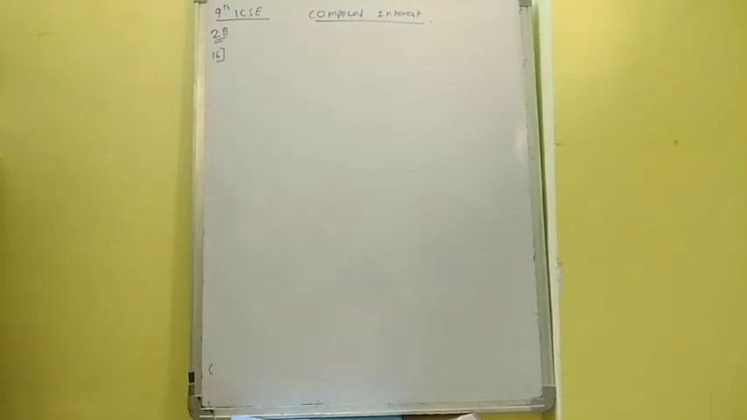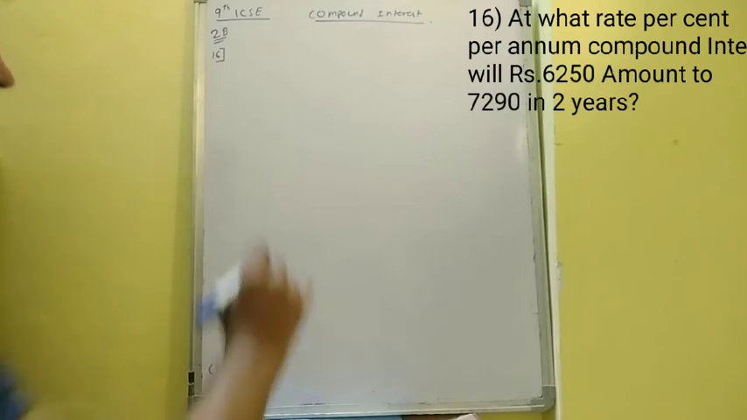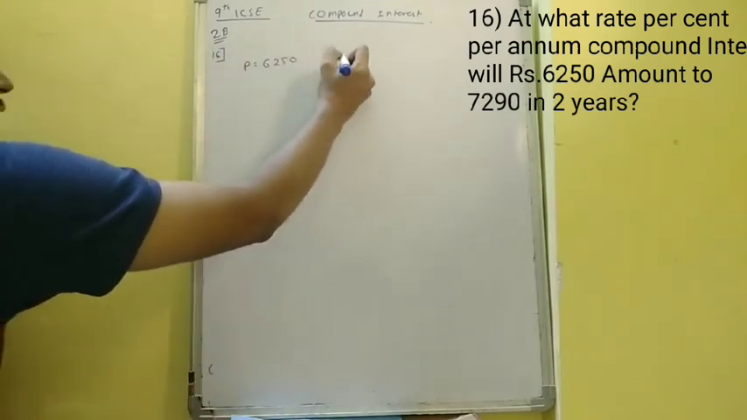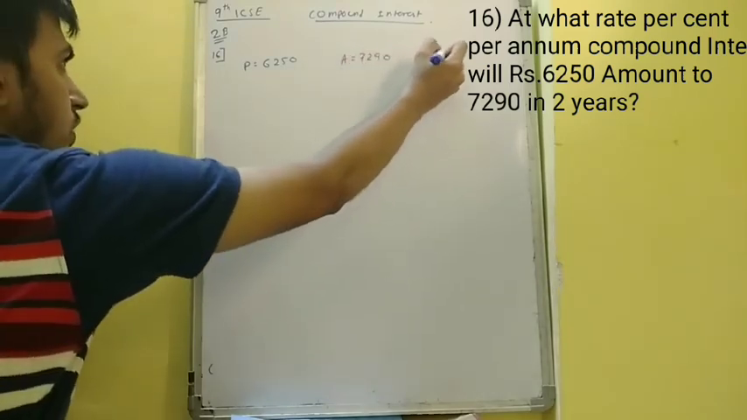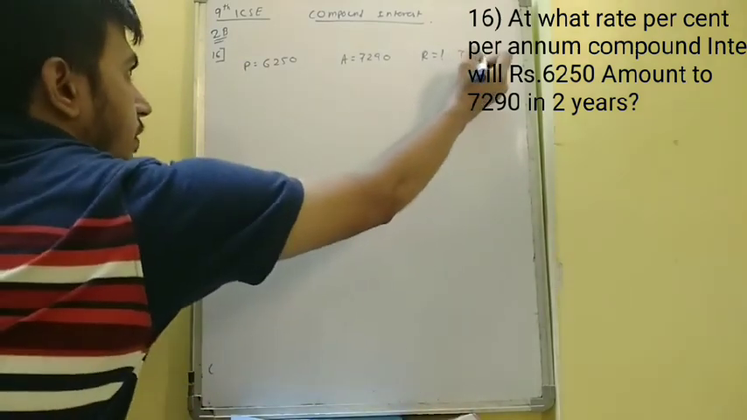Okay, let's see the next sum. At what rate percent per annum will compound interest be such that 6250 amounts to 7290? See, what amount are we investing? 6250, which will amount to 7290. We don't know the rate. In how much time? Time is 2 years.